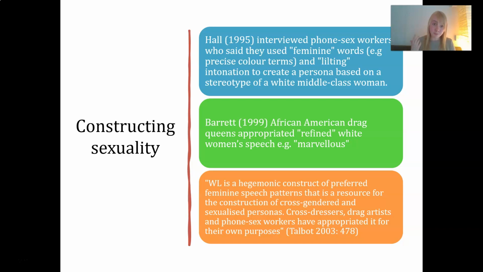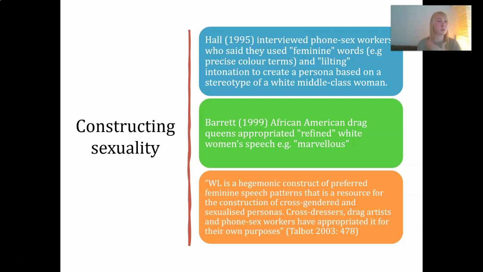So, for example, Hall interviewed phone sex workers who said that they used feminine words, e.g. there's a very common thing that women will tend to use a more diverse range of terms to refer to colours than men will. So where a prototypically masculine way of talking about colour might be to say that something's blue, a woman may be more likely to say, well, it's turquoise, it's light blue, it's sky blue, it's eggshell blue. And lilting intonation to create a persona based on a stereotype of middle-class women, even if those phone workers were not middle-class white women themselves.